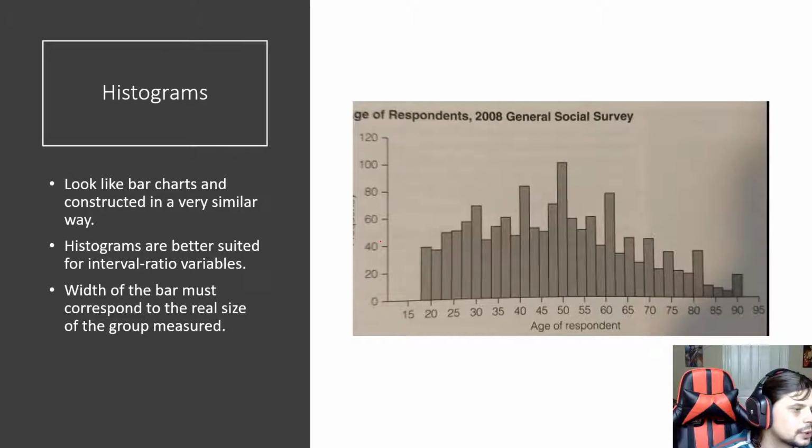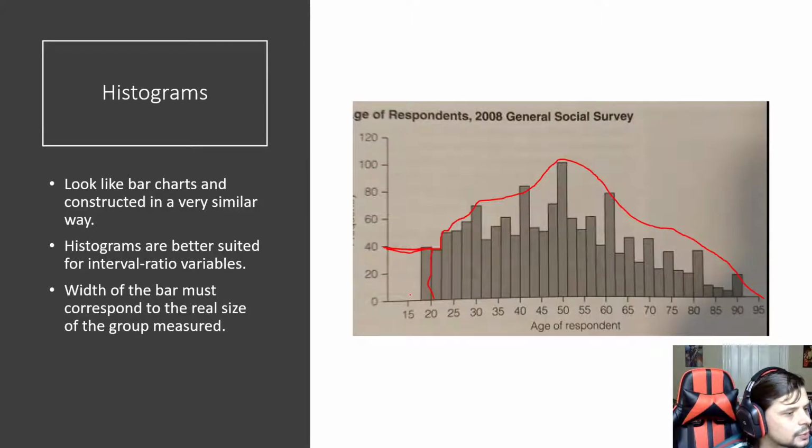Same deal. This is also a histogram. You're just taking the bars, lining them up, and kind of crunching them together like it's shown. The other way to do this is through a line chart. If you do a line chart, it'll kind of go through the outline of it. This is really good for interval ratio variables, and the width of the bar must correspond to the real size of the group measured.